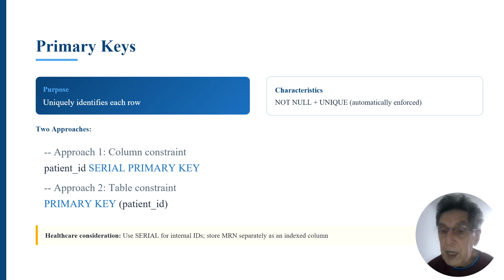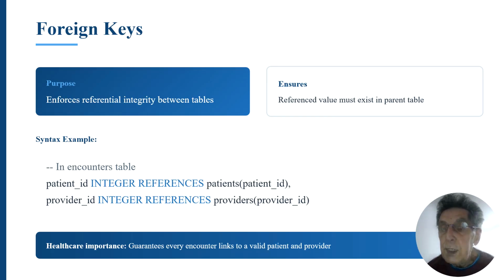Let's look at a real-world example. A patient has medical record number 12345 at hospital A and medical record number 67890 at hospital B. Your patient ID is the single source of truth. The medical record numbers are just attributes.